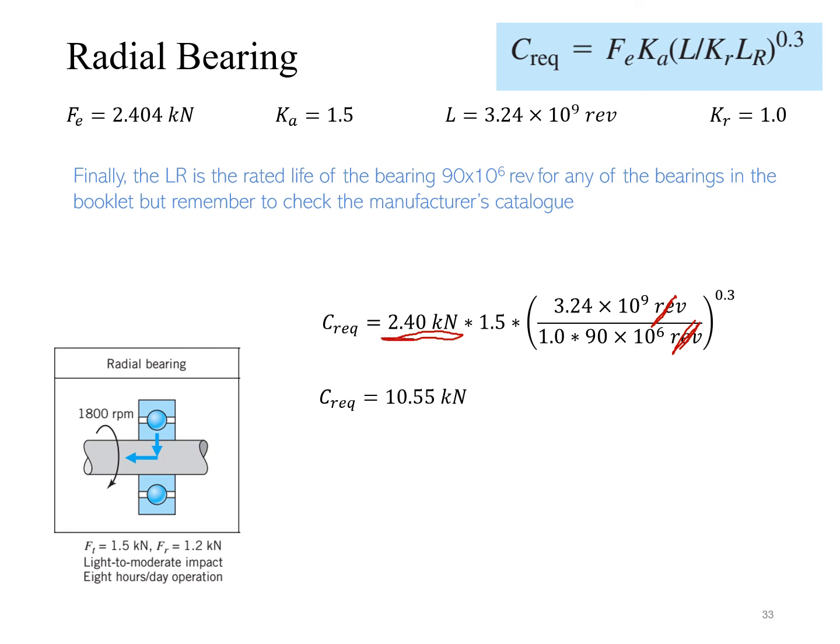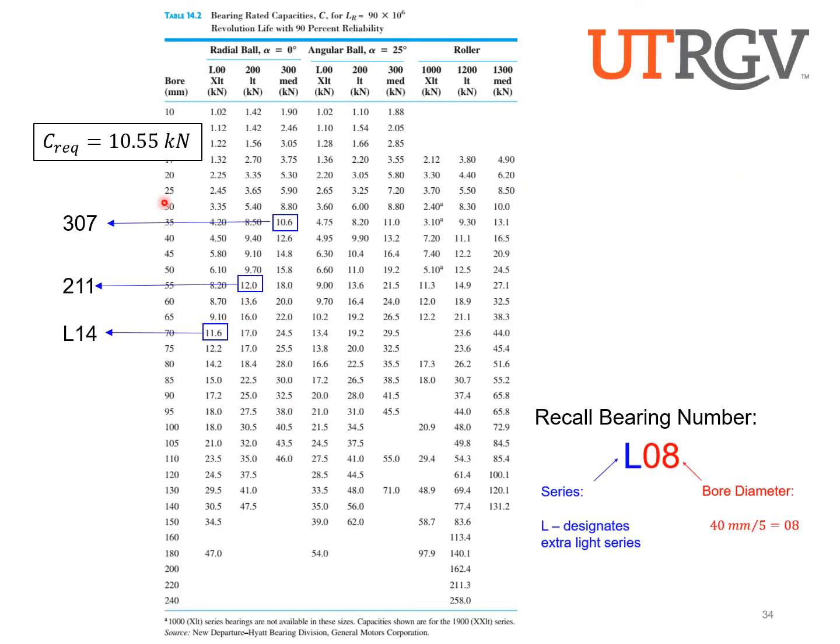So we plug all of this into the calculator. We have the capacity required is 10.55. So we need to select a bearing that can take 10.55 kilonewtons or more. Again, we're after bearings that can take 10.55 kilonewtons. Remember in this table, there are a couple of bearing types: radial ball bearing, angular ball bearing, and roller. Right now we ran the calculations for the radial ball bearing.